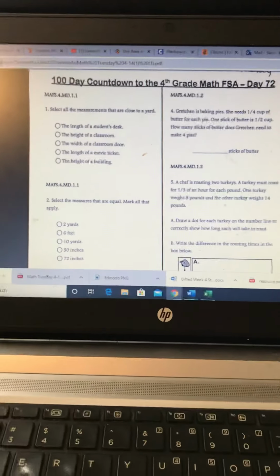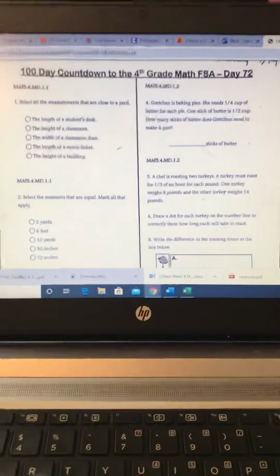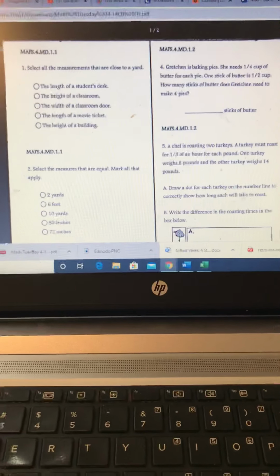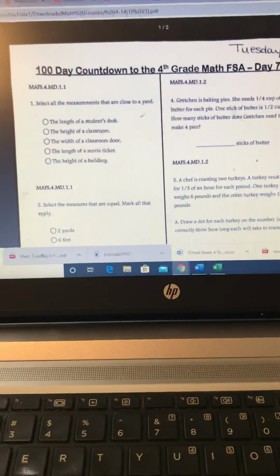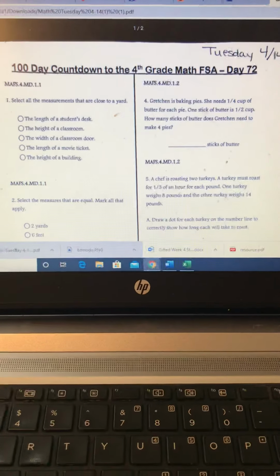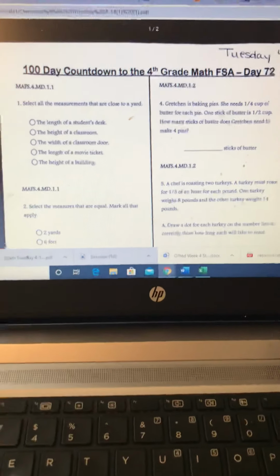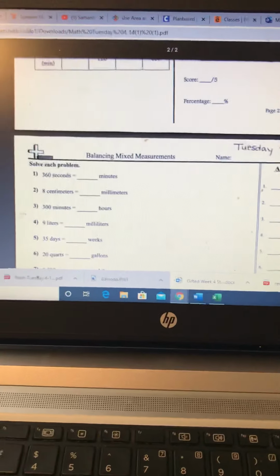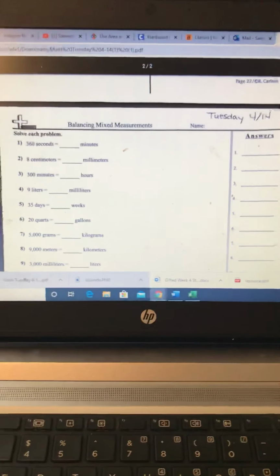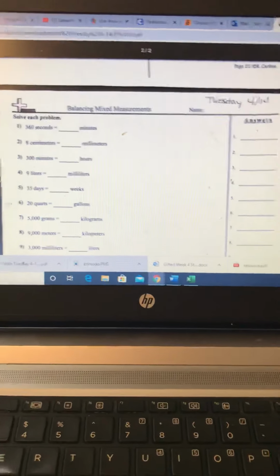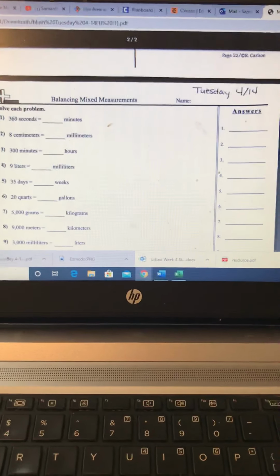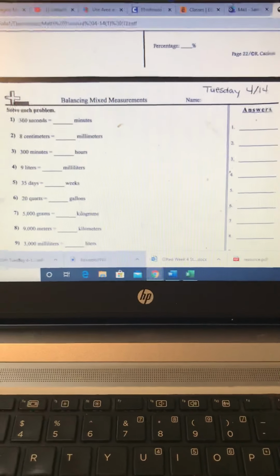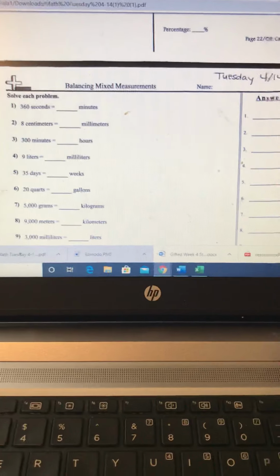I just want to go over your math lesson for today. So when you open up the attachment, here is your FSA countdown page. Okay, today is Tuesday 4/14. So when you scroll down, you're going to get your worksheet for the lesson for today. Today's lesson is on measurement again. Yesterday's lesson was on customary units of measurement. Today's lesson is on metric units of measurement, okay?